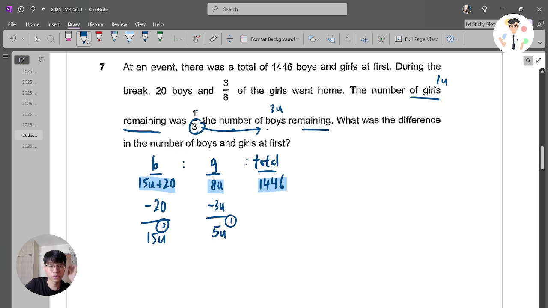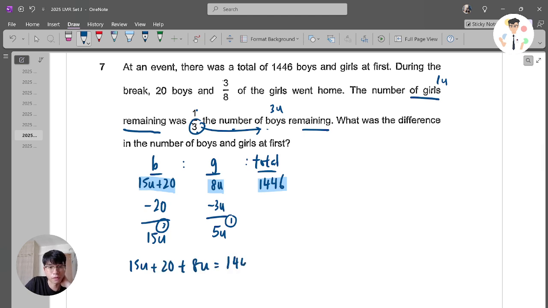So let's continue. 15 units plus 20 plus 8 units is equal to 1446. 15 plus 8 will be 23 units. Plus 20 move there will become minus. So there will be 1426. And 1 unit will be equal to 1426 divided by 23, which is equal to 62.